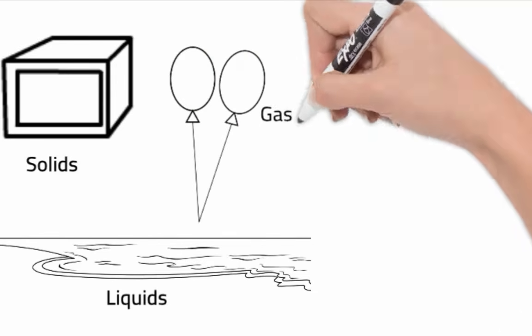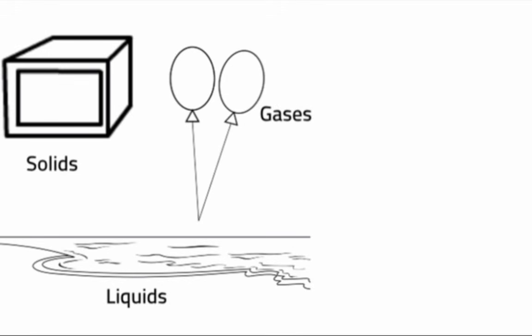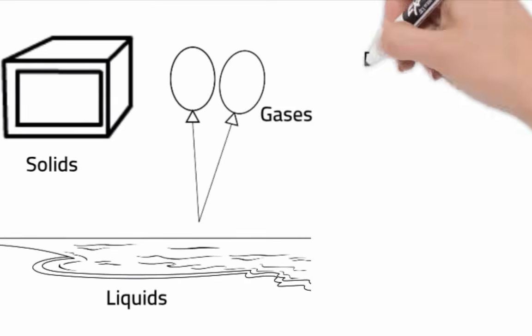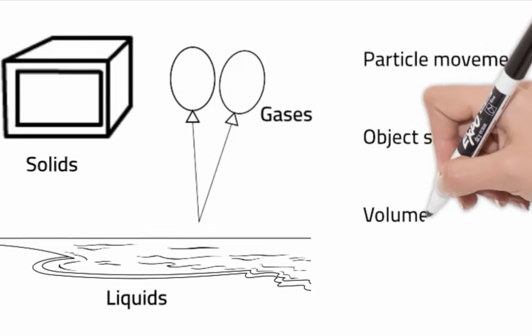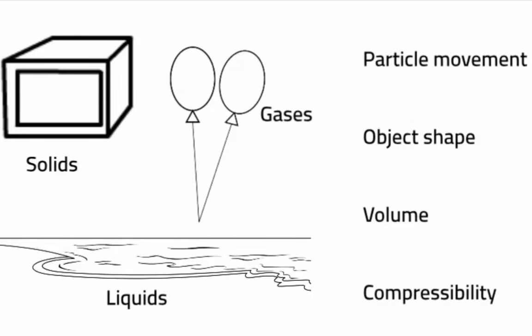There are 4 different aspects we tend to look at when comparing particles in a solid, liquid, and gas. They are particle movement, the object's shape, object volume, and compressibility.